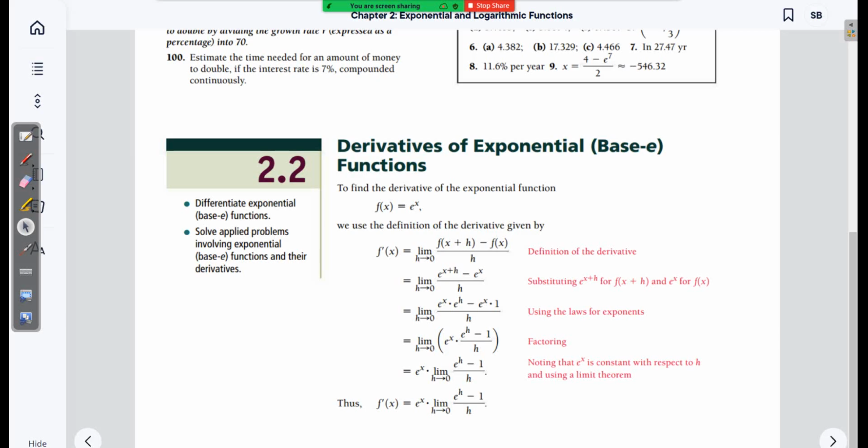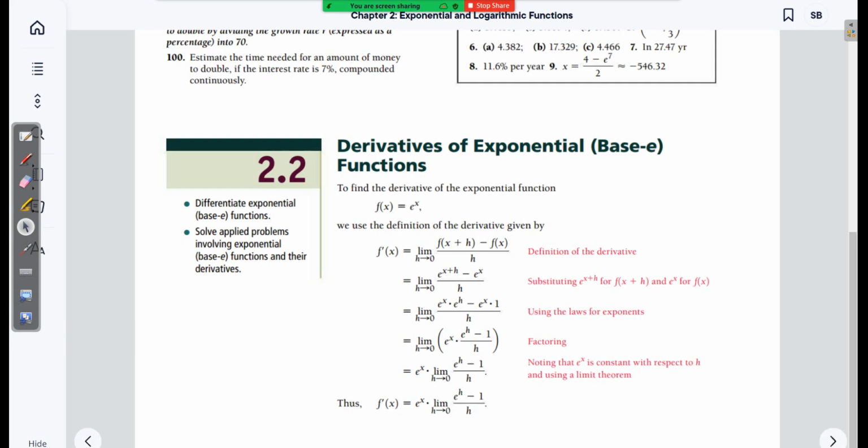Well, today we're talking about Chapter 2, Section 2, the derivative of the exponential function, which would be base e. So let's put this on the current page, 2.2.